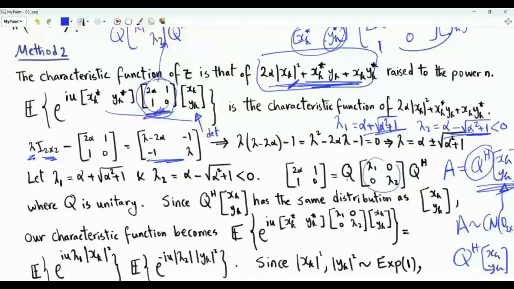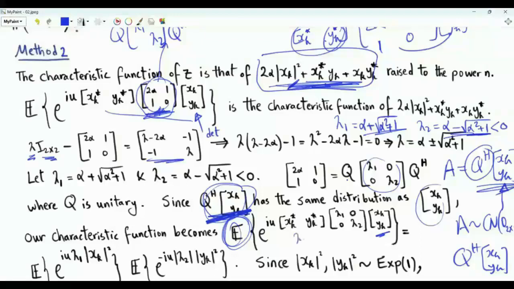If we do eigendecomposition to this matrix here, Q Hermitian times this vector and the vector itself both have the exact same distribution. So the characteristic function, which is an expectation, is the same if we just replace Q Hermitian times this vector by the vector itself, because these two are identically distributed. This step of eigendecomposing the matrix will allow us to simplify the quadratic form.